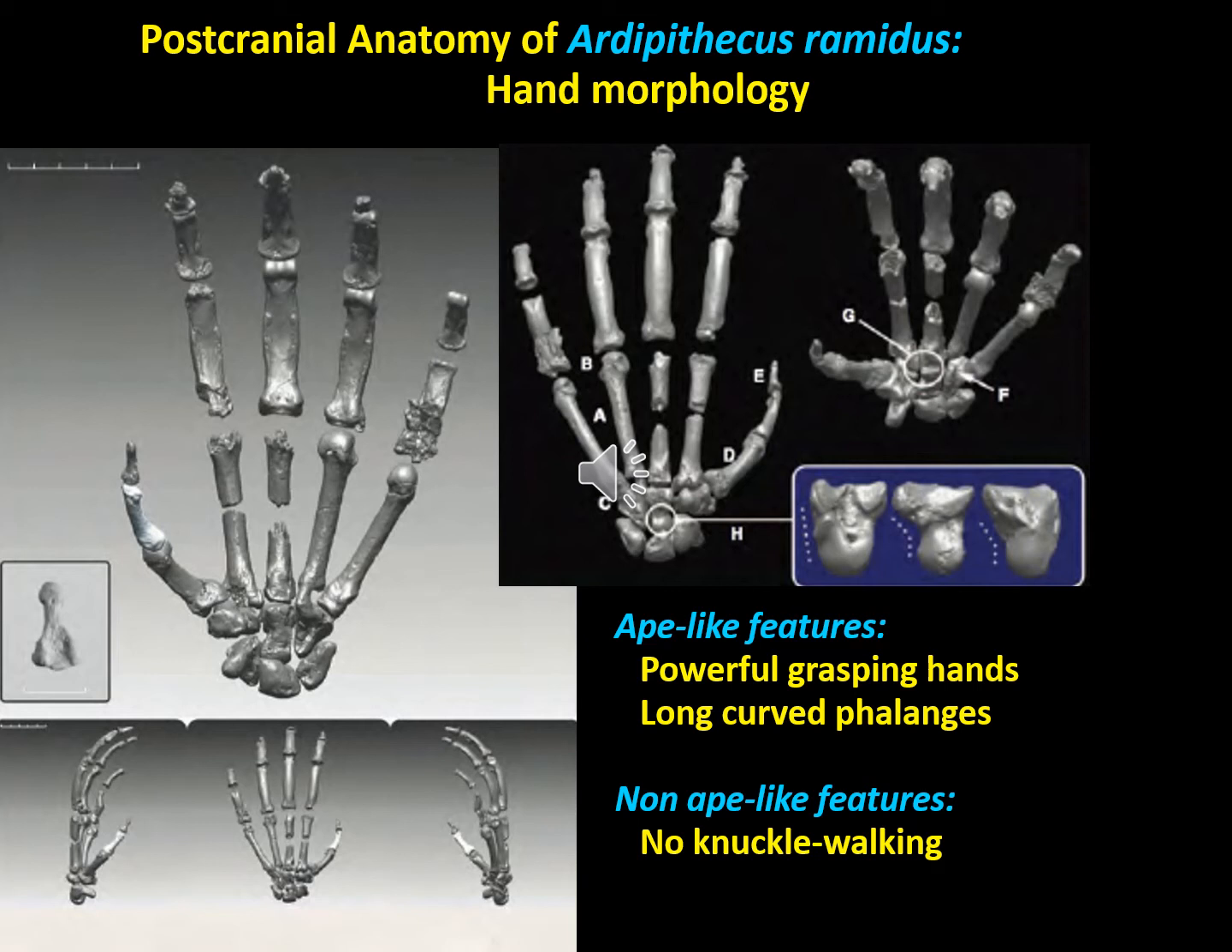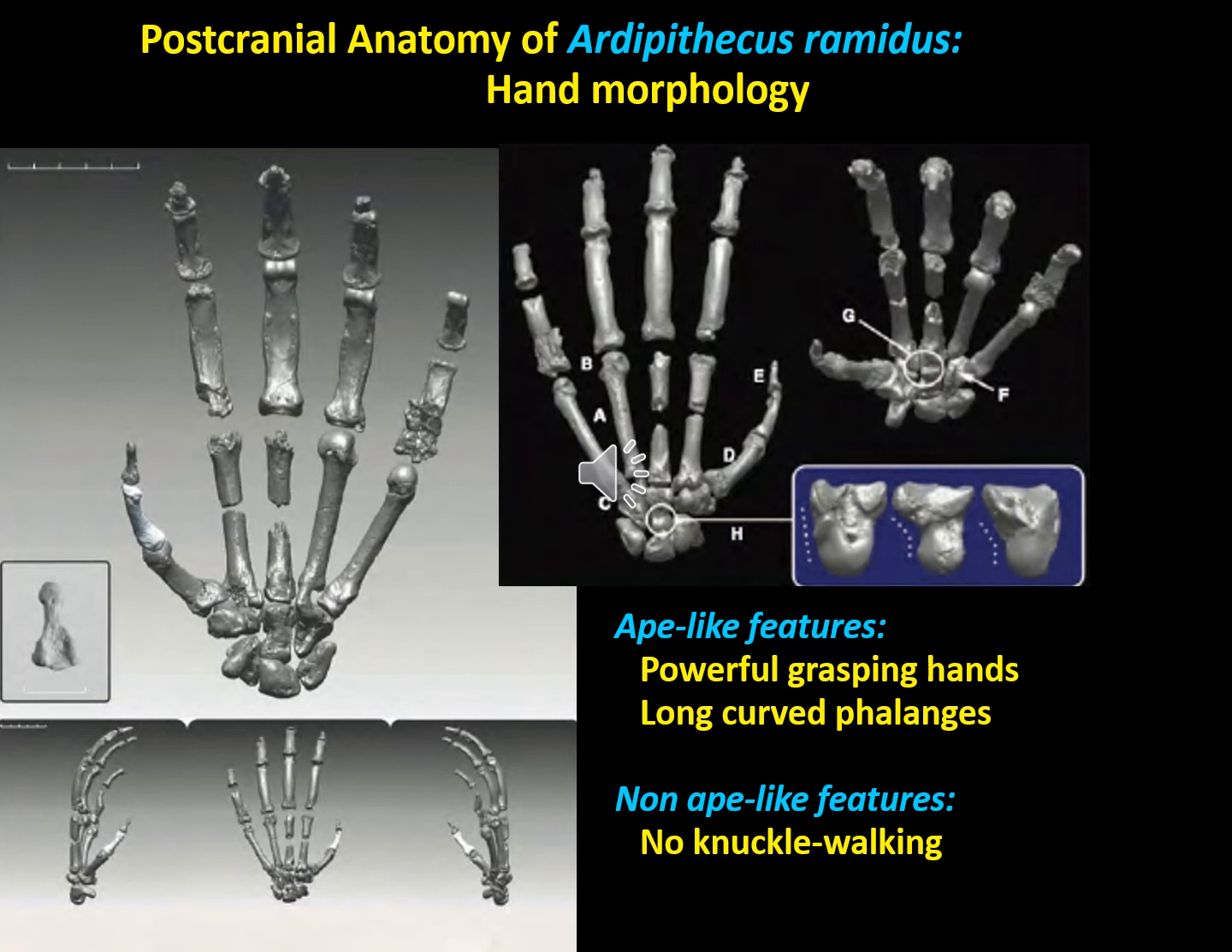Ours are nice and straight because we live on the ground, and we're not growing up in the trees like many other creatures like apes do. And so this indicates that Ardipithecus ramidus either grew up in the trees or spent a lot of time in the trees.